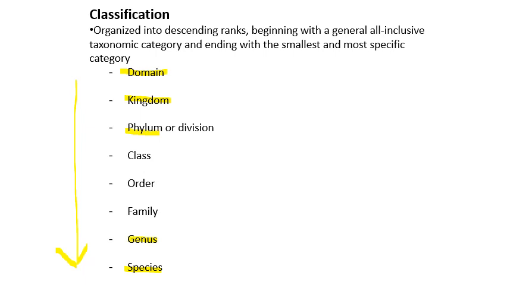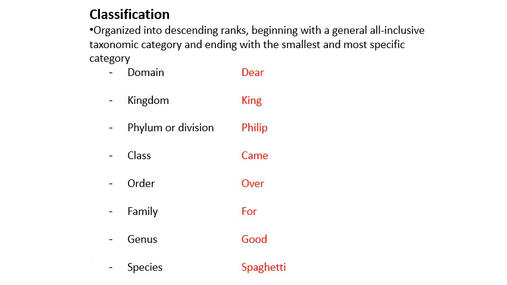So a common question at this point is, do I have to know all of these classifications? And the answer is yes, you do. But here's a handy mnemonic device that I always use to help me remember them. So, dear King Philip came over for good spaghetti. And if you just look at the first letters of each one of those words in that sentence, it gives you the first letters of each one of our taxonomic categories here.